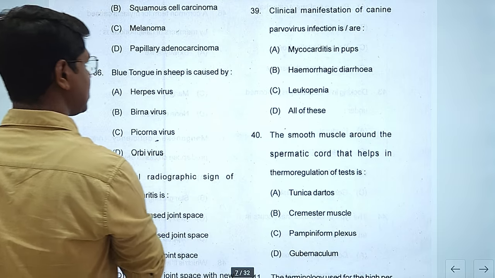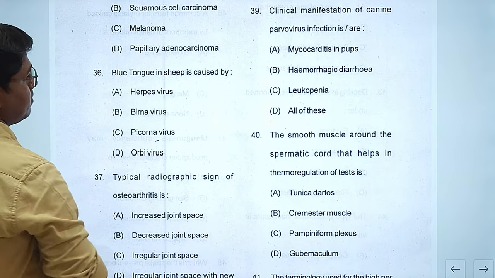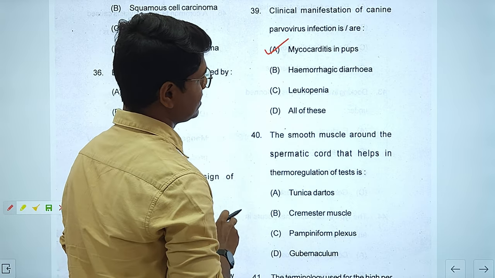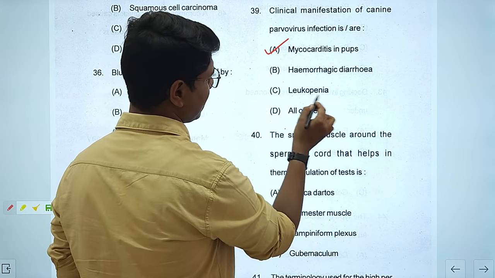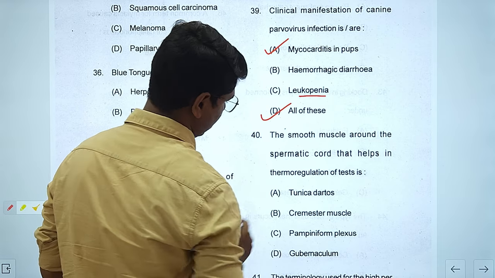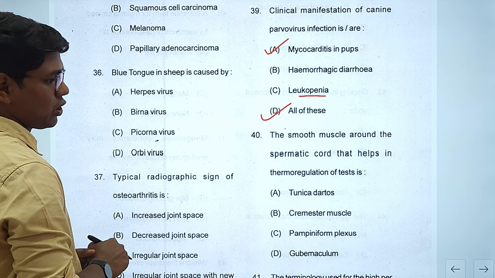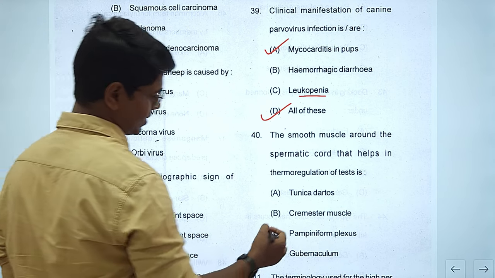39. Clinical manifestations of canine parvovirus infection: myocarditis, due to which the highest death rate happens in pups, hemorrhagic diarrhea, yes, leukopenia. Any viral infection, you will find leukopenia. All of these. The smooth muscle around the spermatic cord that helps in thermoregulation of testes is the cremaster muscle.